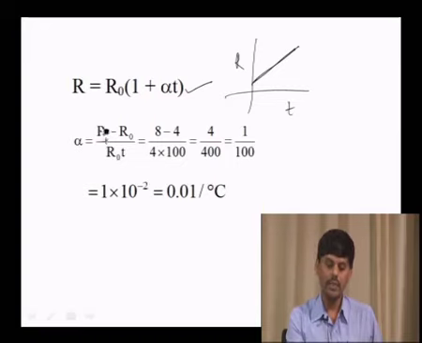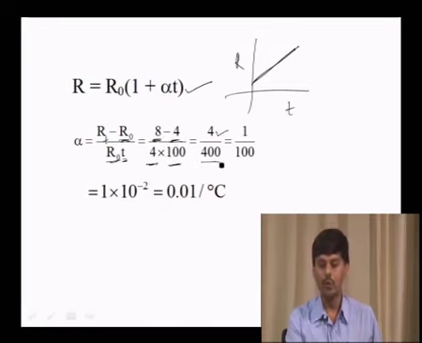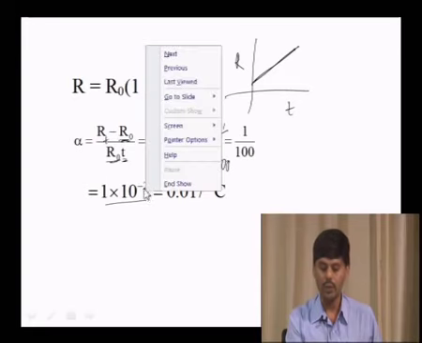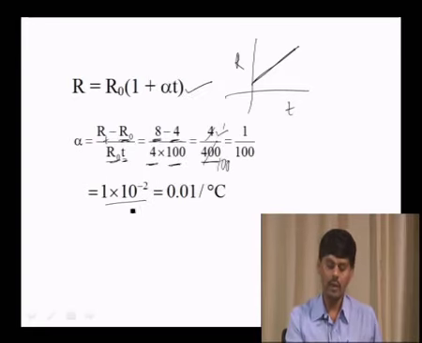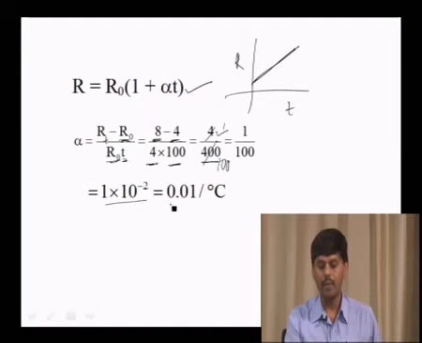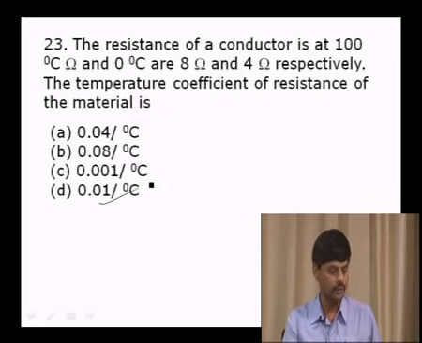Here the value of resistance at 100 degree is equal to 8 ohm. When it is at 0 degree, it is equal to 4 ohm. R naught is equal to 4 and the temperature is equal to 100. 8 minus 4 is equal to 4. 4 into 100 is equal to 400. This is 1 time and this is 100 time, which gives rise to 1 divided by 100. 1 divided by 100 can be written as 1 into 10 raised to minus 2. If you shift the powers, we get 0.01 per degree Celsius. The correct option is D.